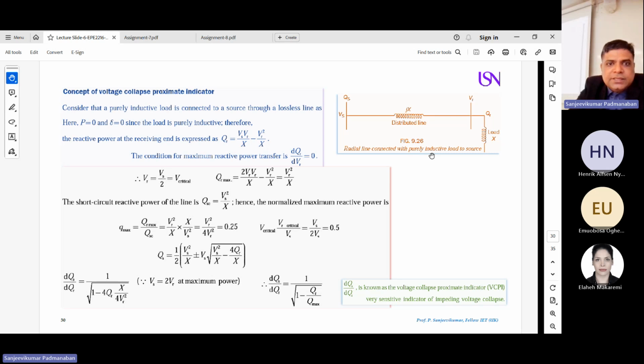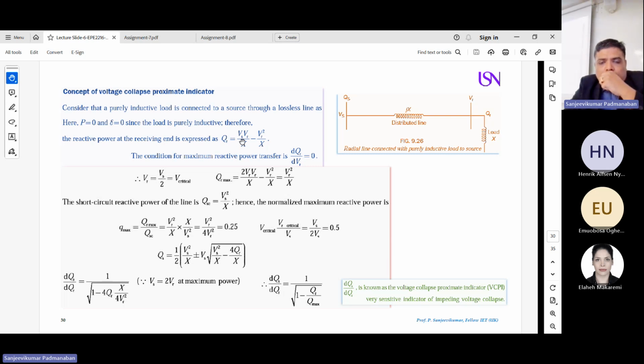In order to identify this, we are considering a power plant. You can have a look. This is the sending end voltage, this is a distribution line, and we have a receiving end where we have a reactive power QR, and the load is considered as a reactance X, purely a reactance. In order to understand the system much better and easier, we are considering a lossless system. So P equal to 0, delta equal to 0. Then you can express, from the previous equation, the receiving end reactive power.